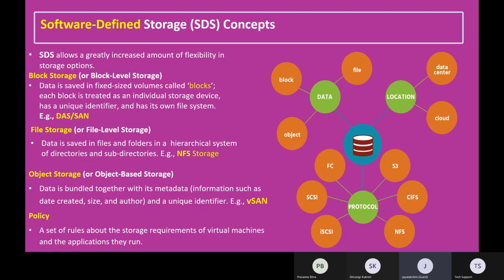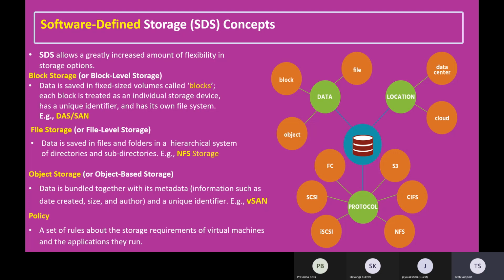Round robin algorithm. Yeah, we have three paths. Most frequently used. Exactly. We have three path selection policies. One is fixed, another one is round robin, and we also have most recently used. These are the three storage policies.